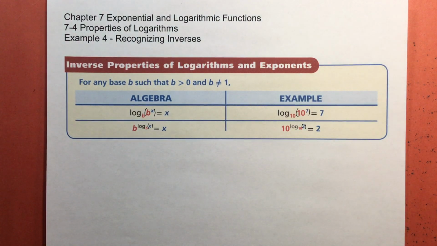Hello, welcome back to Chapter 7, Section 4, where we're talking about the properties of logarithms. So we did the product property, the quotient property, and the power property in the last three videos. There is another set of properties. They're both called inverse properties because they're inverses of each other. It's just both of them go different directions, I suppose.